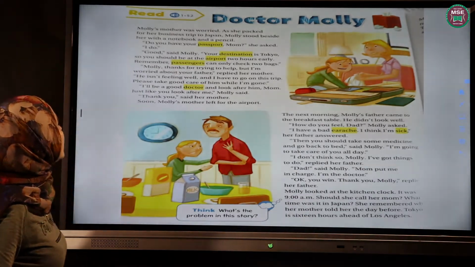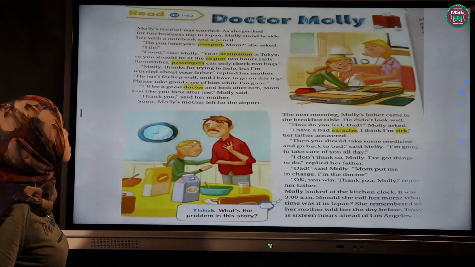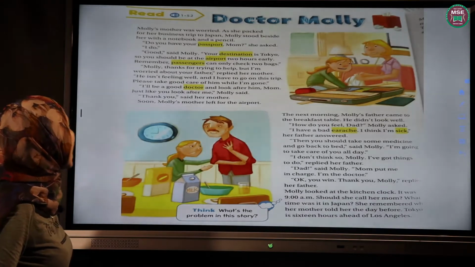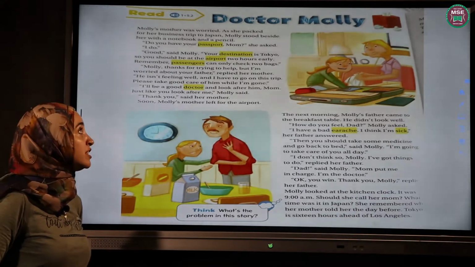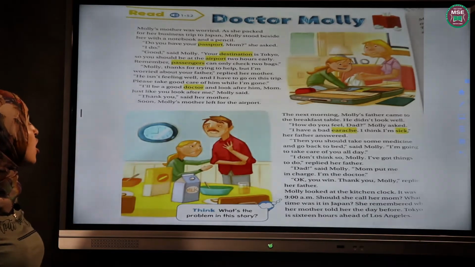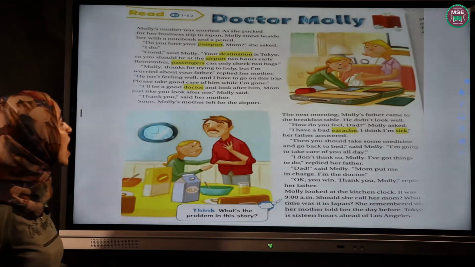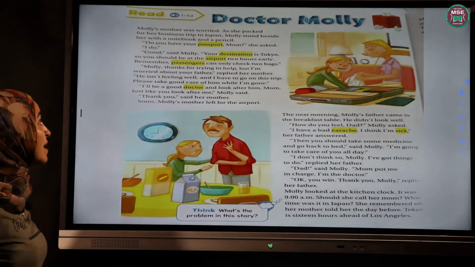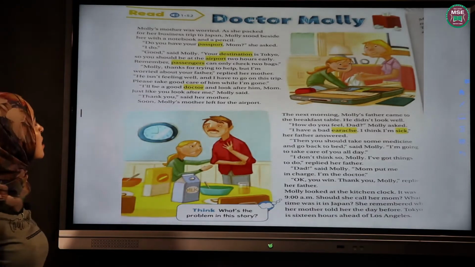Let's read together. Molly's mother was worried as she packed for her business trip to Japan. Molly stood beside her with a notebook and a pencil. "Do you have your passport, Mom?" she asked. "I do." "Good," said Molly. "Your destination is Tokyo, so you should be at the airport 2 hours early. Remember, passengers can only check 2 bags."